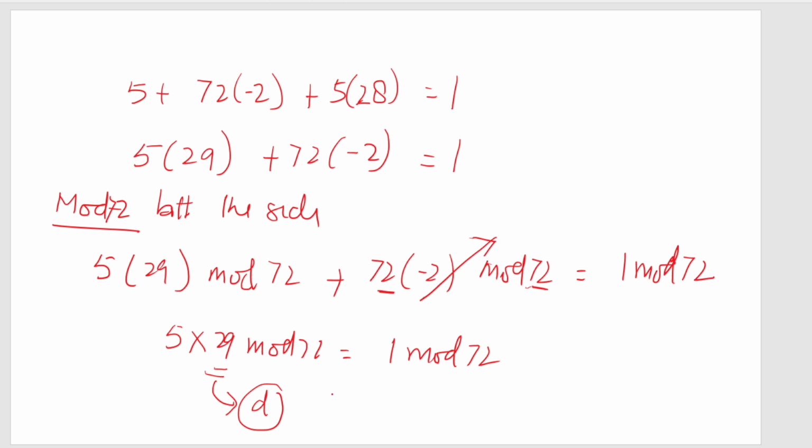So in the next video, we are surely going to see how we are going to use these values of E and D and phi n to convert plain text to ciphertext and ciphertext back to plain text.